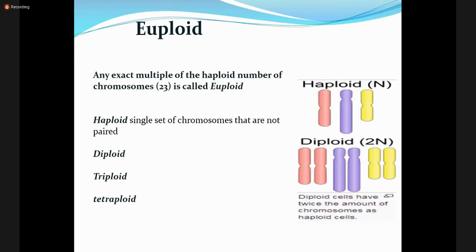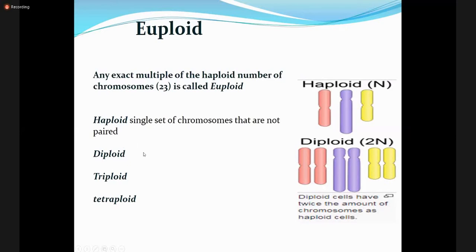So we use a term which is euploid. What does this term mean? Any exact multiple of the haploid number of chromosomes is called euploid. That means what I have told you in the normal karyotype, that it is 46XX. So 46 is basically the number of chromosomes. Basically there are 23 pairs of chromosomes. So the singular set, 23, is haploid, and any exact multiple of that haploid number is euploid. Any exact multiple.